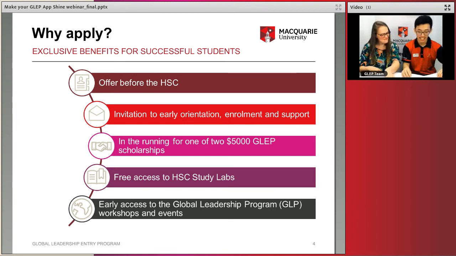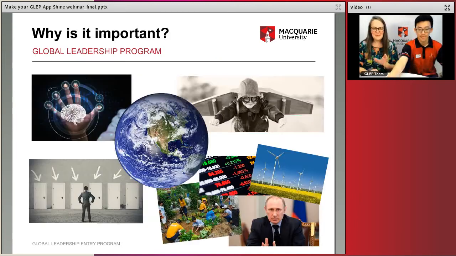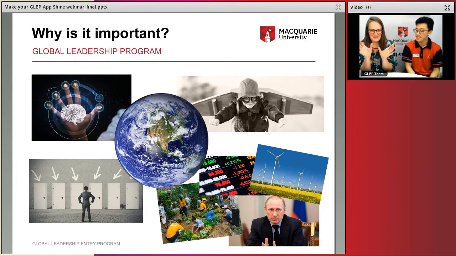Sure. My turn? Yes. Great. So the Global Leadership Entry Program and the Global Leadership Program are two different things that sound very similar. The Entry Program is what you'll be applying for to get early access to Macquarie University before your HSC, which is amazing, and I wish they had that when I was a student because I totally would have applied for this. And then the Global Leadership Program is the program we run here at Macquarie that you'll get early access to if you are successful in your application.